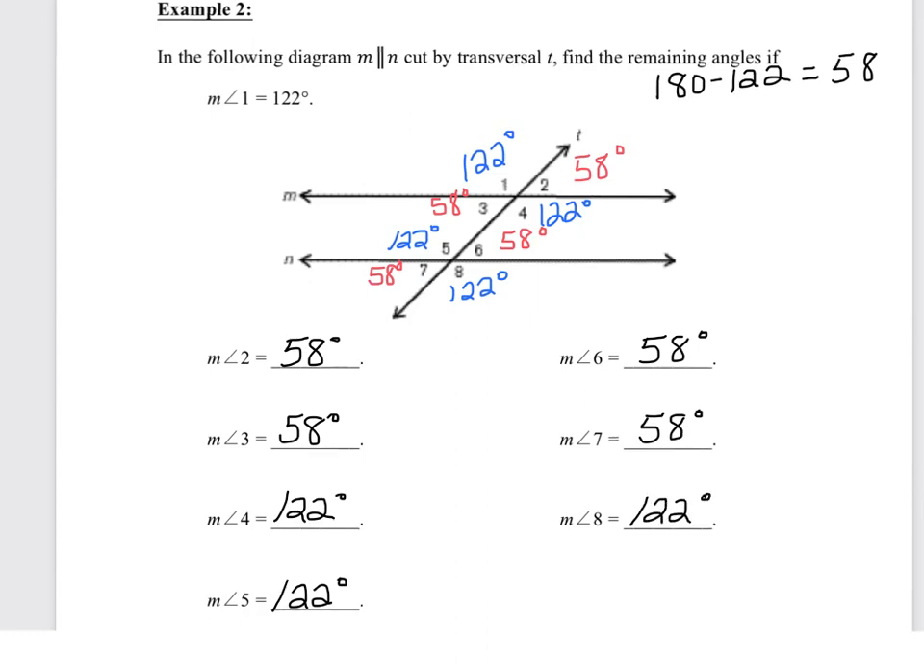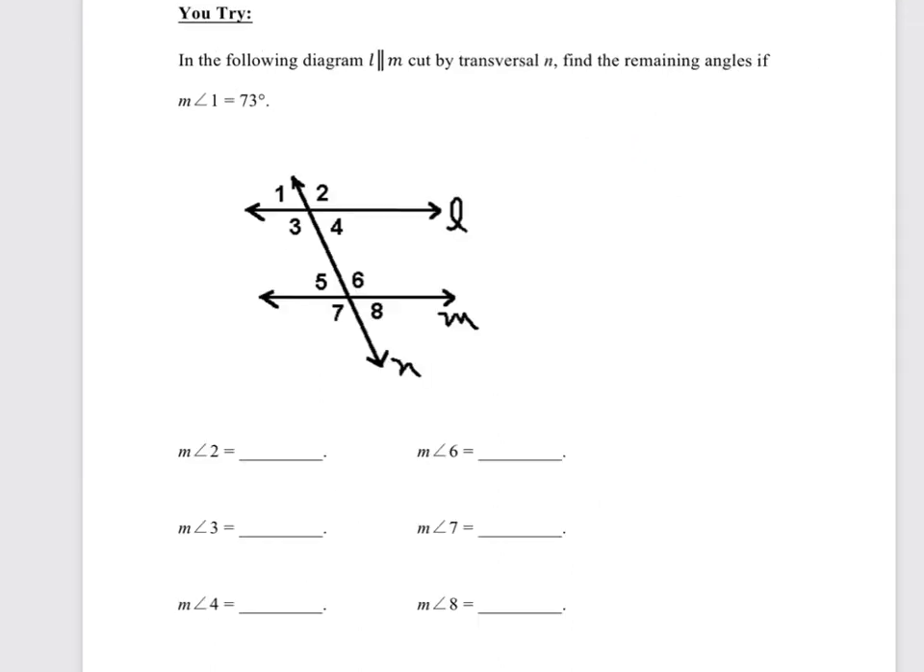I also want you to notice how you check your work here. Notice that no two same angles are next to each other. It's all a different angle. So now what I would like you to do is the U-try section. Please find all the missing angle measures and we will discuss it in class.